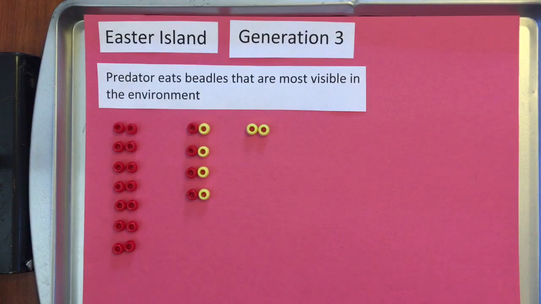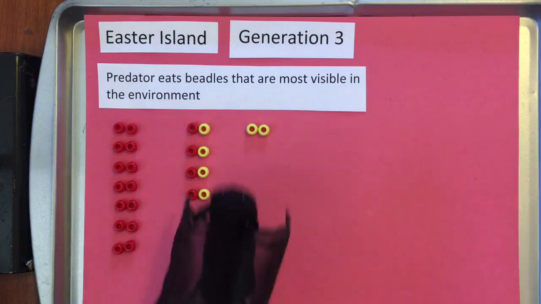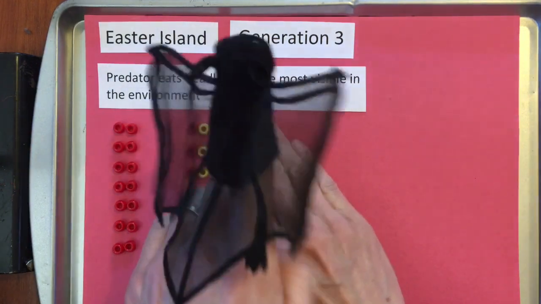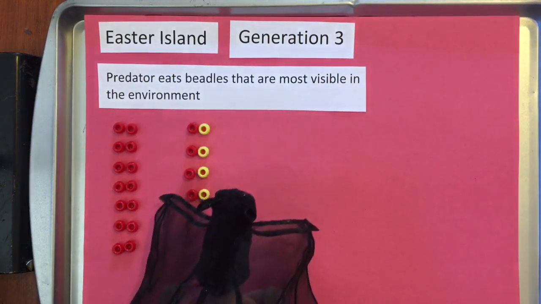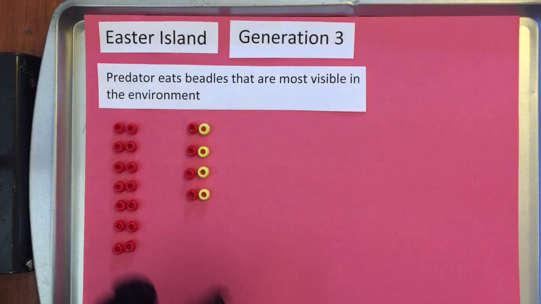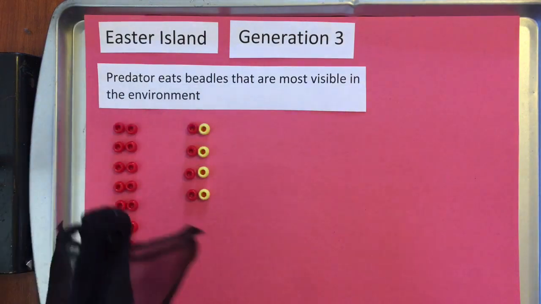Here we have the beetles in generation 3. So these are the offspring of the surviving beetles from generation 2. At this point, you should pause the video and collect your data for the different genotypes, alleles, and calculate the allele frequencies for generation 3. You know what happens next. Along comes the predator and eats any beetles that are easily visible in their environment. Those are the only ones it can find.